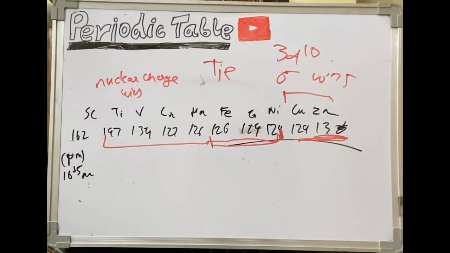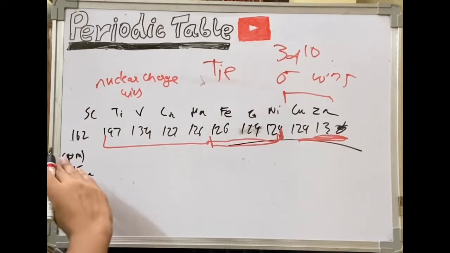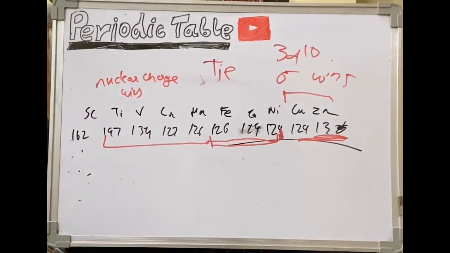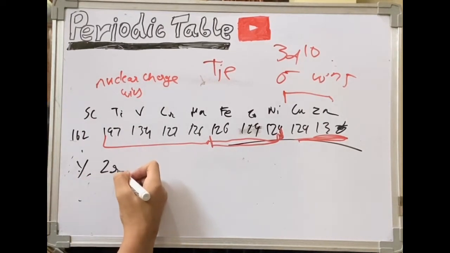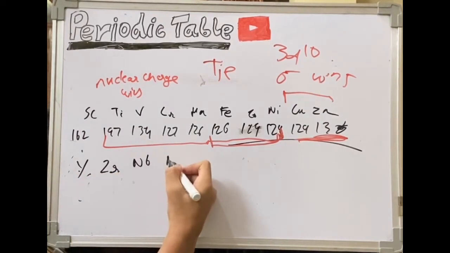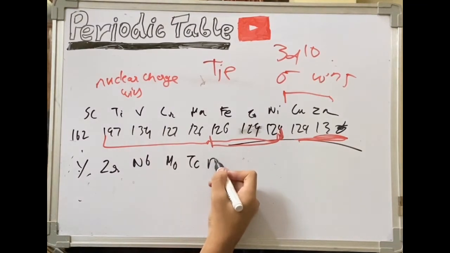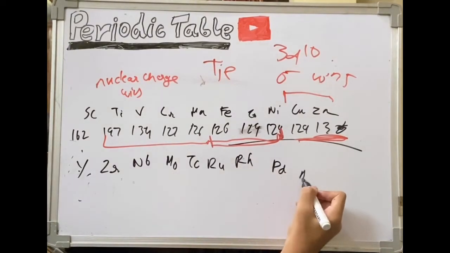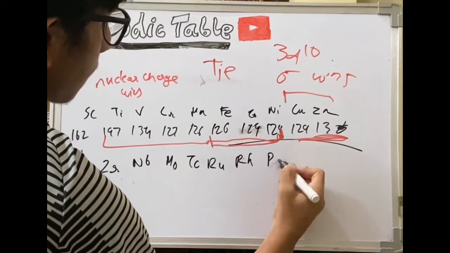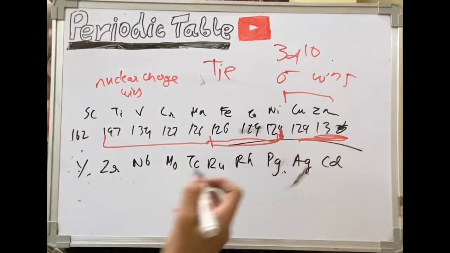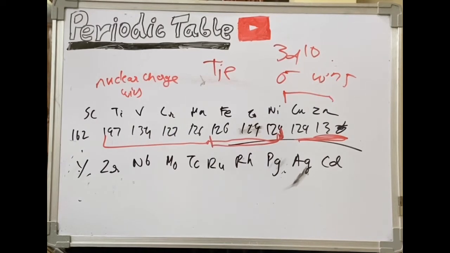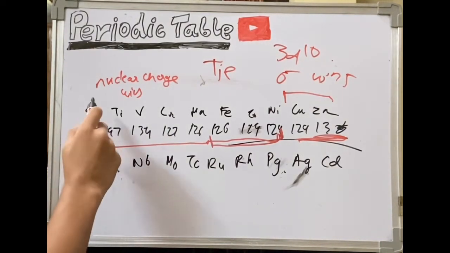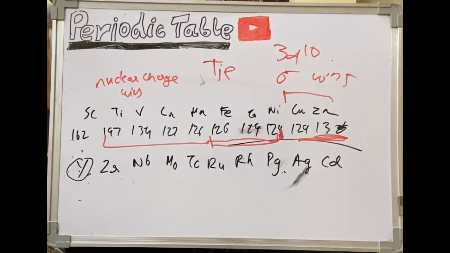Now if we come down to the fifth period, this was the fourth period, okay? So I'll just erase this one. It will be Y, Zr, Nb, Mo, Tc, Ru, Rh, Pd, Ag. So of course here you will say that the atomic radius of this will be more than the corresponding element above it. Yeah, that's true.